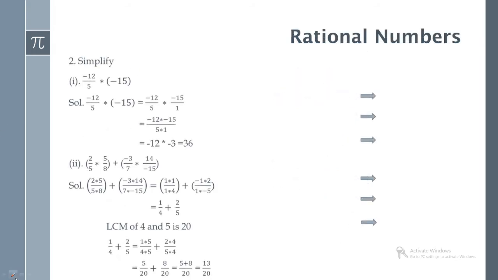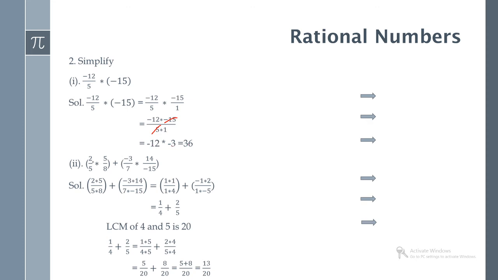Coming to the next one. Simplify minus 12 by 5 into minus 15. So minus 12 by 5 into minus 15 is equal to minus 12 by 5 into minus 15 by 1. That is nothing but minus 12 into minus 15 by 5 into 1. So minus into minus is a plus. So first 5 ones are 5, 5 threes are 15. So minus 12 into minus 3, minus into minus is plus 36.